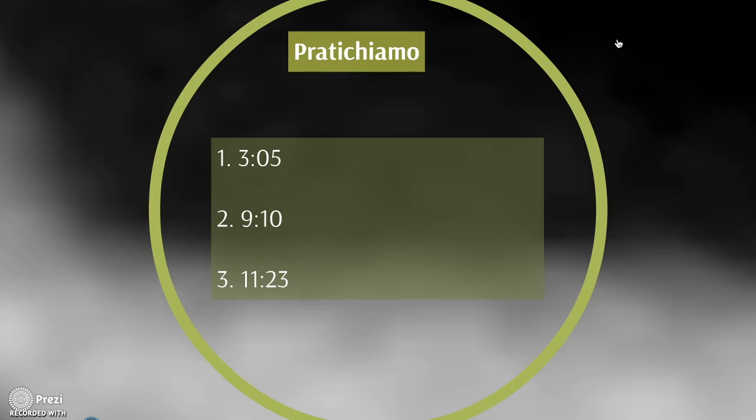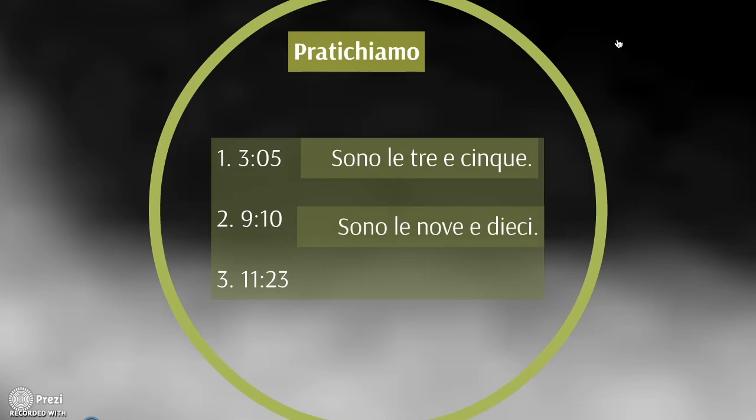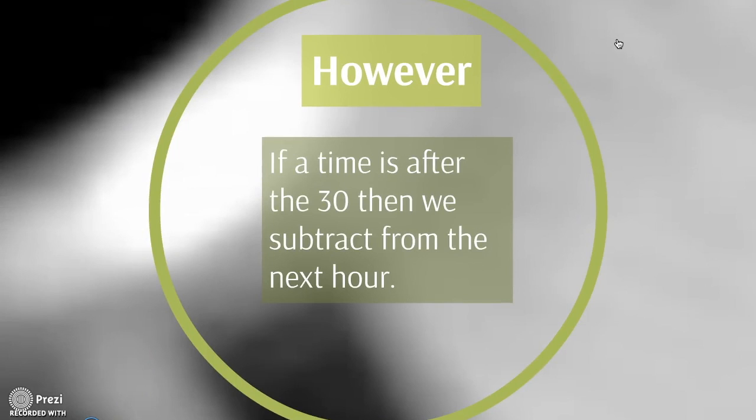Okay, great. Now that you have your answers down, let's check your responses. 3:05 is sono le tre e cinque. 9:10 is sono le nove e dieci. And 11:23 is sono le undici e ventitré. Bravissimi ragazzi. Now, when a time is after the 30 mark, meaning 11:31, 11:32, 11:33, and so on, we subtract from the next hour.